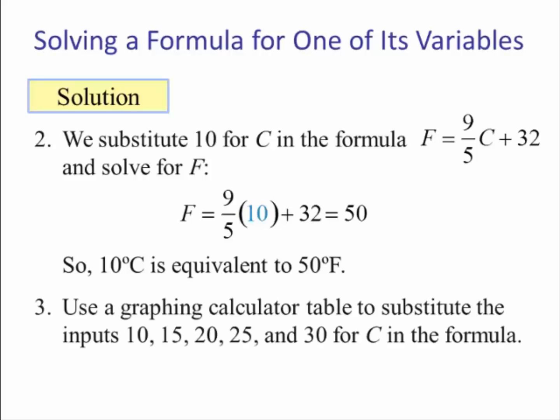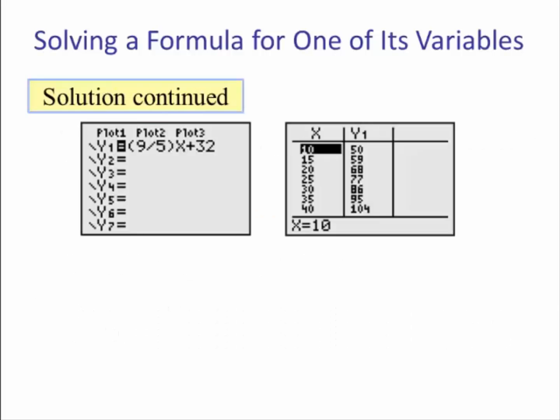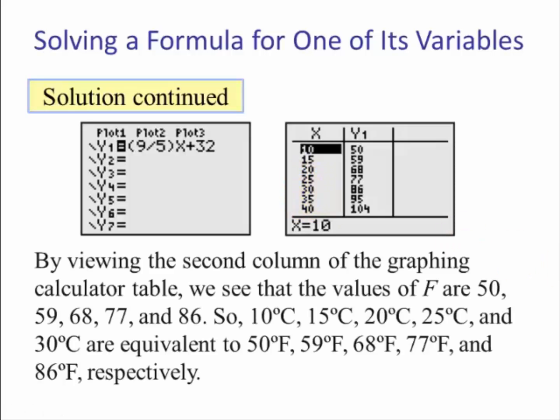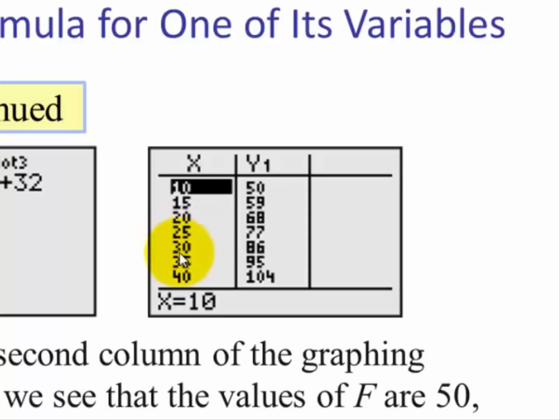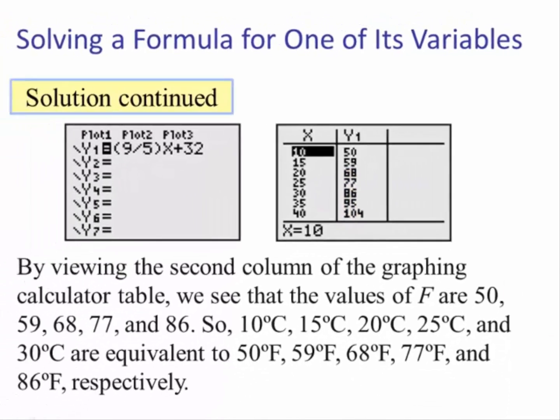Number 3, using the graphing calculator, we want to substitute the inputs 10, 15, 20, 25, and 30 for C into the formula. So we go to our y equals, we enter in our equation 9/5 times x plus 32, and then we use our table feature, and we can see the corresponding temperatures in Fahrenheit for the given Celsius temperatures. For example, when it's 30 degrees Celsius, it's 86 degrees Fahrenheit.